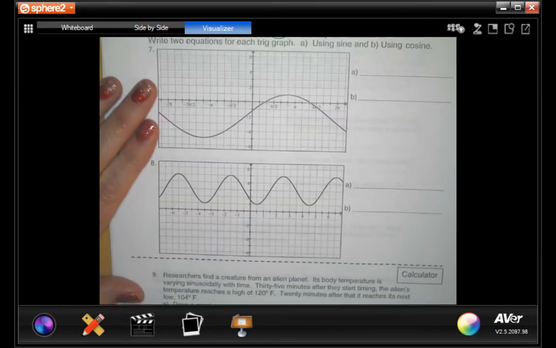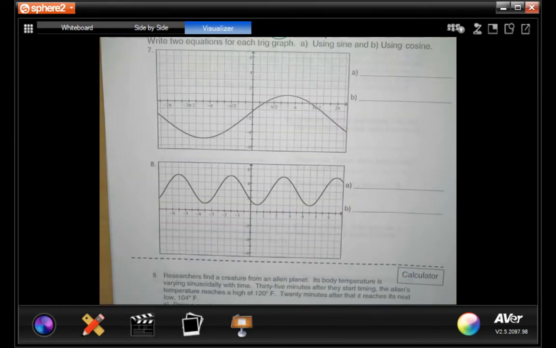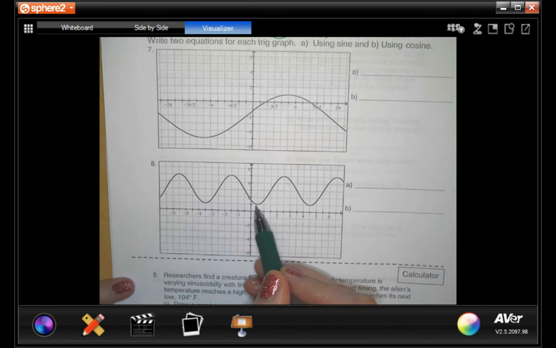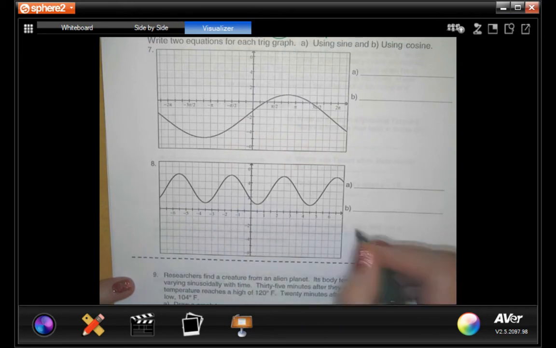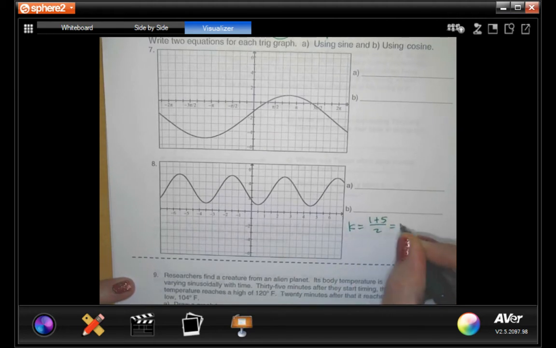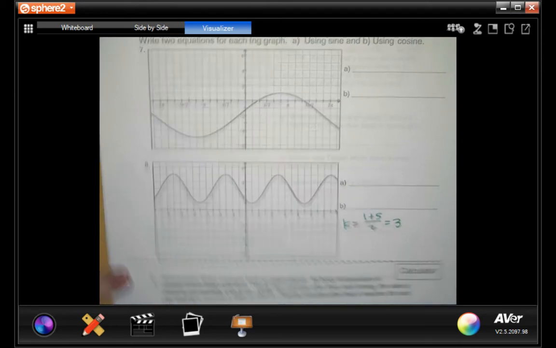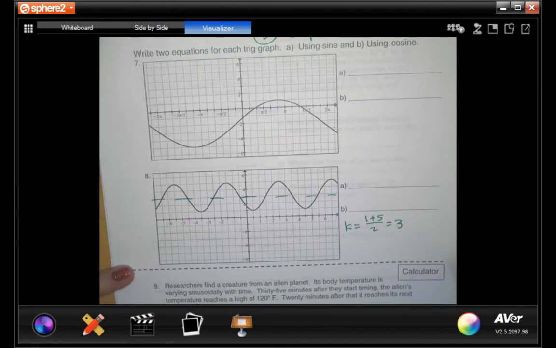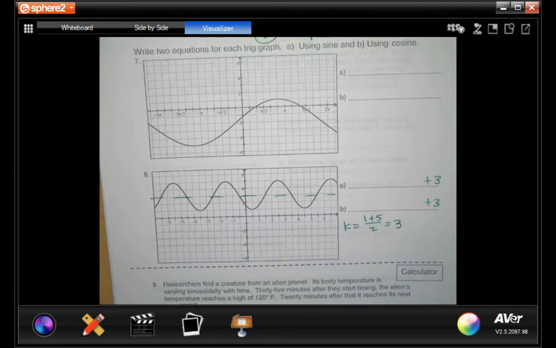So on number 8, guys, what I would do when I'm looking at something like this is draw in my dashed average, right? If my low is 1 and my high is 5, what is the average, or K? 3. So K equals (1 plus 5) divided by 2, which is 3, right? K is just the average of the high and the low. And both of these equations are going to have that plus 3 on the end. That's not going to change no matter which equation we write.